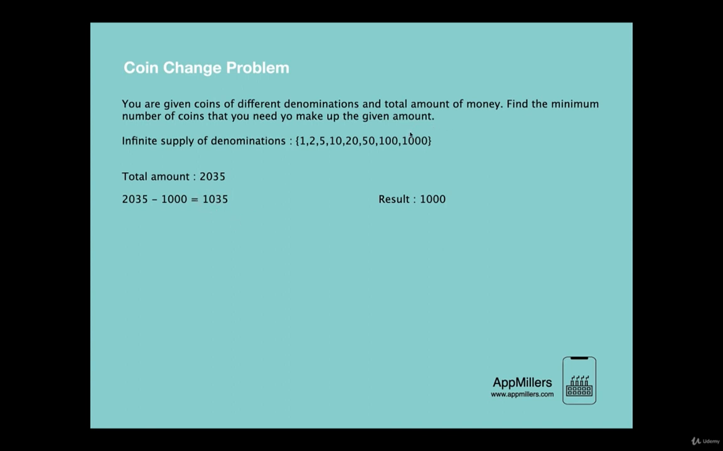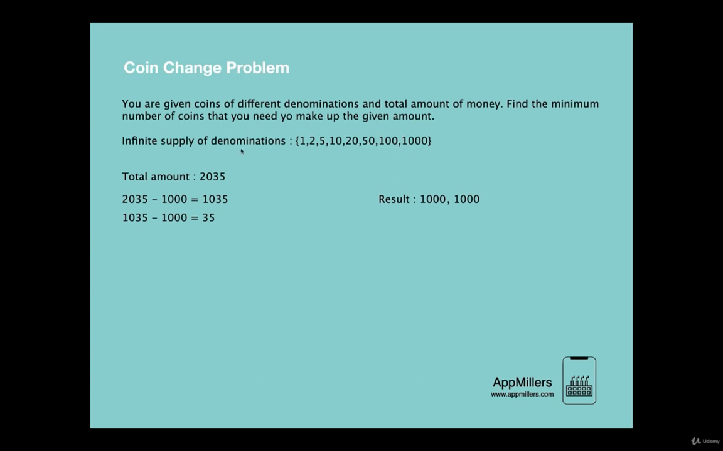One more time we compare with the maximum number from this set, and we see that 1035 is greater than 1000, which means we can select 1000 one more time. We can select any number infinite times, because in this case the supply of denominations is infinite. So in the next step we take 1000 again and insert it into our result list. After inserting it, we take the current total and subtract 1000 from that number. Now in this case we have 35.